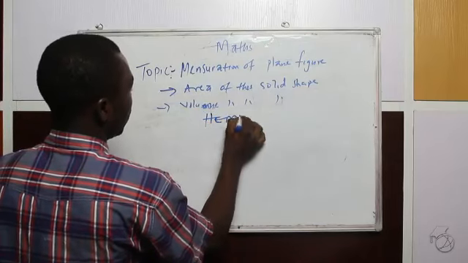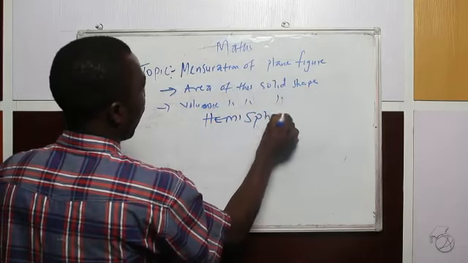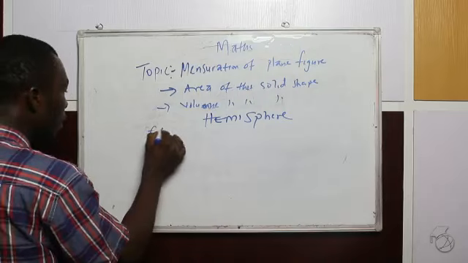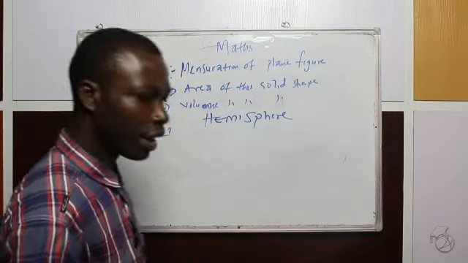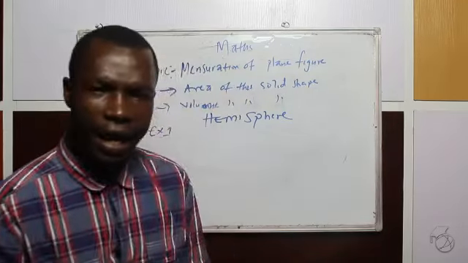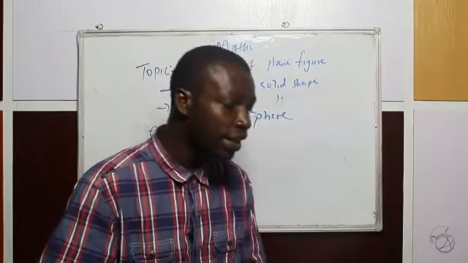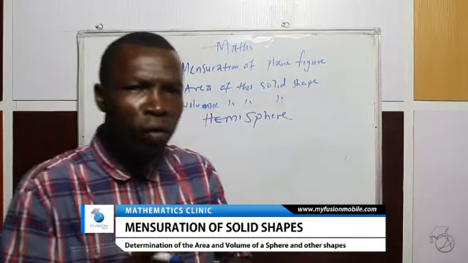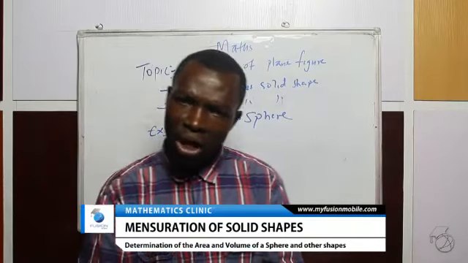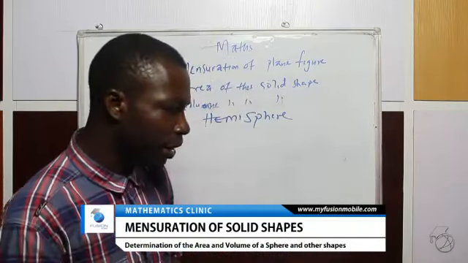Hemisphere. Example 1 on hemisphere. A hemisphere has a radius of 9 centimeters. Calculate its curved surface area.